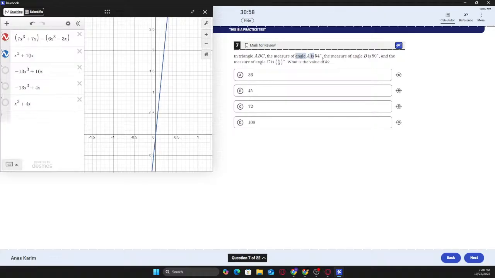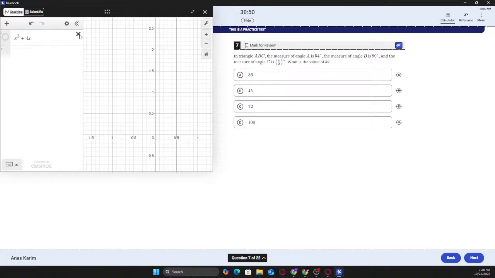In triangle ABC, the measure of angle A is 54, the measure of angle B is 90. What is the measure of angle C? And the measure is K over 2. So we've got to consider that a triangle has a total of 180. We just subtract 90 and 54 from 180. We have 36. 36 equals K over 2. K is 72.